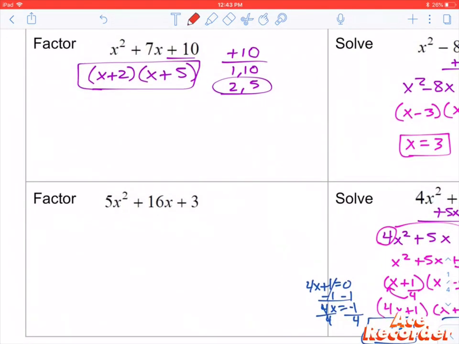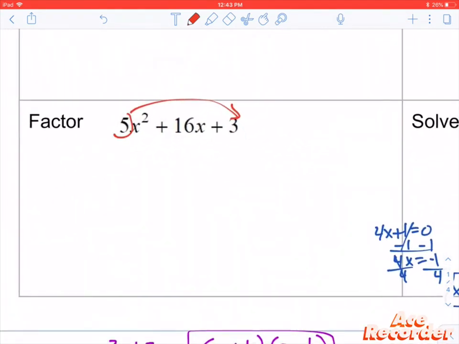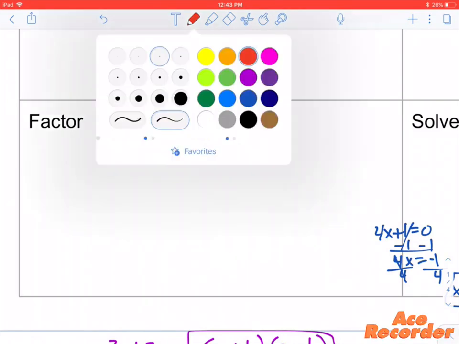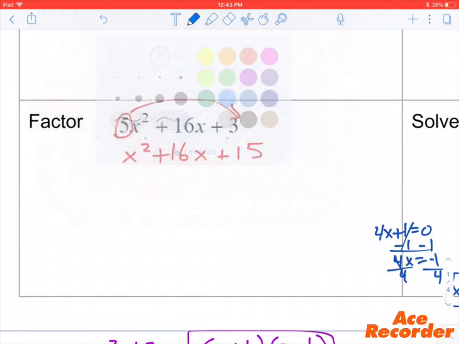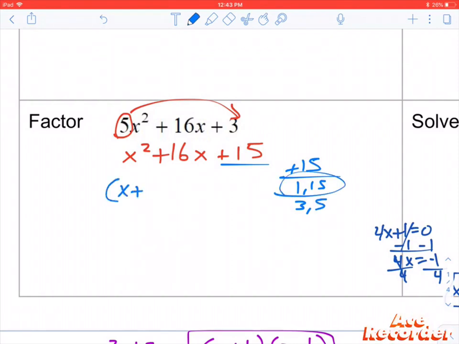So this one, we want to look for a GCF, but there is none. So we're going to have to slide the 5 over. So whatever's in front slides over. Get x squared plus 16x plus 15. And now we want to look for what factors of 15 give us the middle. So 1 and 15, 3 and 5. 1 plus 15 is 16. So x plus 1, x plus 15.